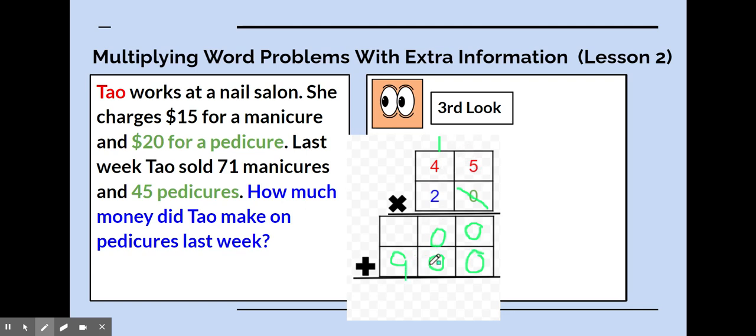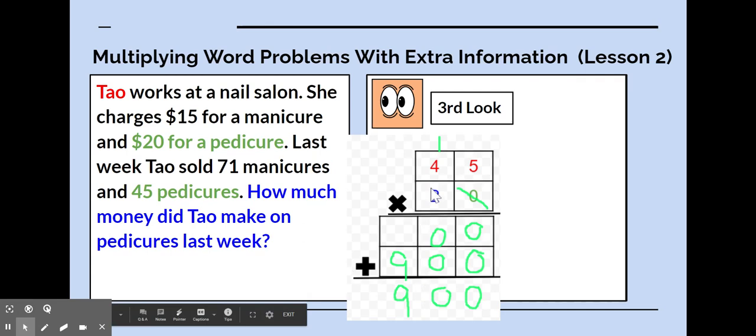Making sure we have all our numbers lined up in the correct place value. And then we add 0, 0, 9. And then we want to check our problem to make sure we got the right answer.